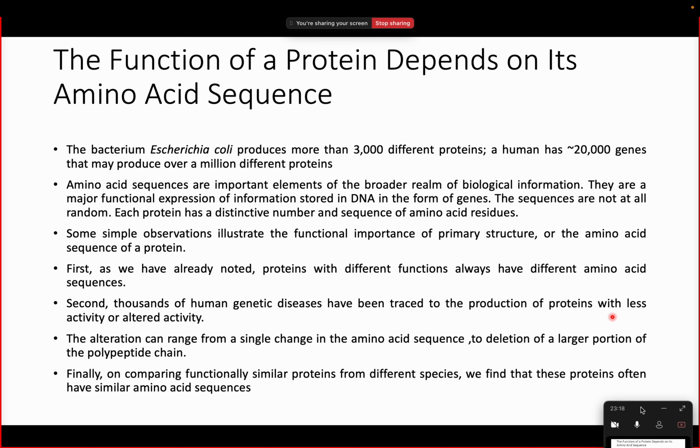The alteration can range from a single change in the amino acid sequence, such as sickle cell anemia. You might be aware that in sickle cell anemia, there is a change of one amino acid which leads to this particular disease. It can also be the deletion of a larger portion of the polypeptide chain, such as Duchenne muscular dystrophy. In this, a part of a chromosome is deleted, leading to the deletion of the polypeptide chain, and hence this disease is prevalent.